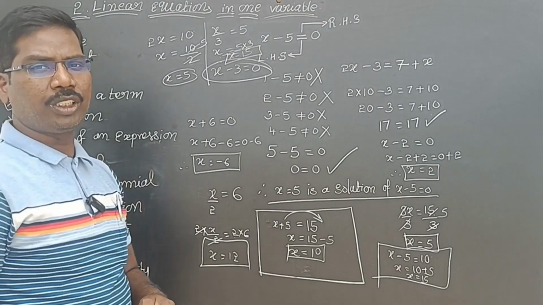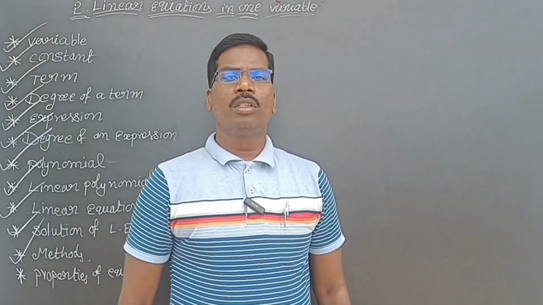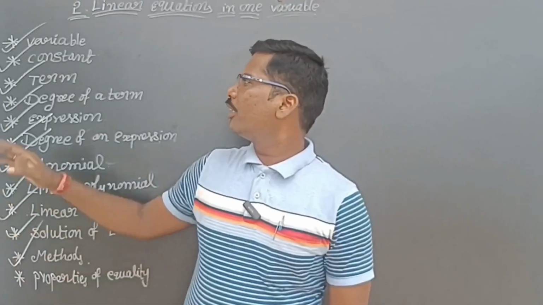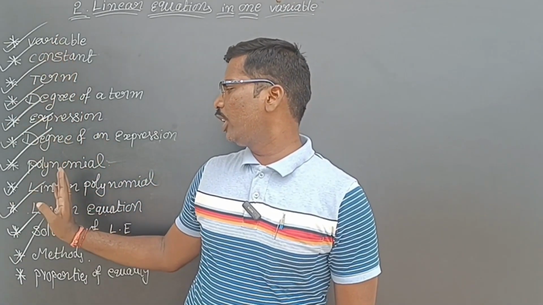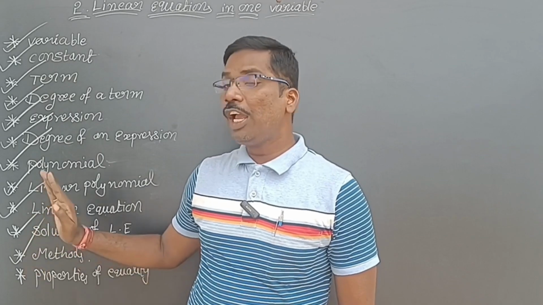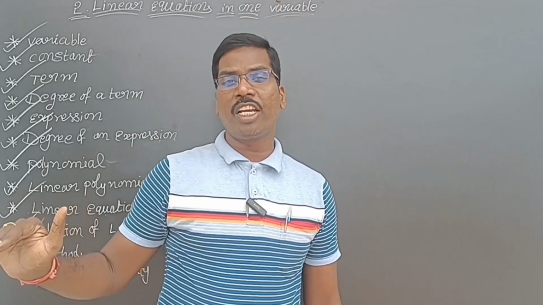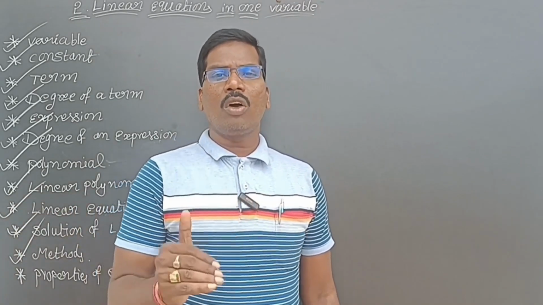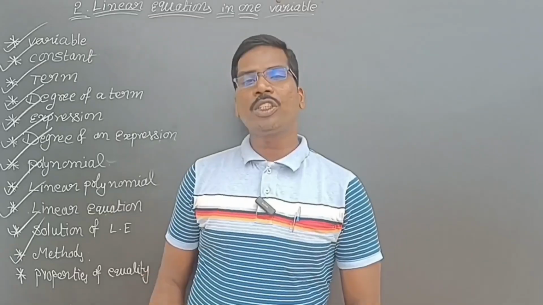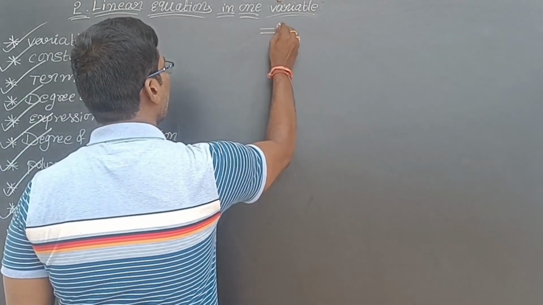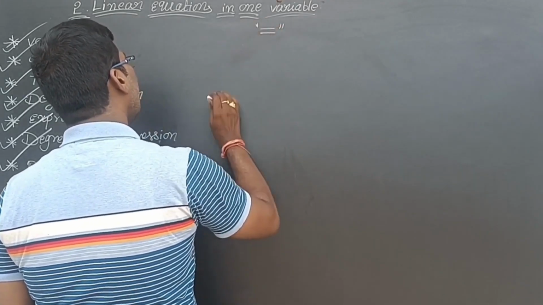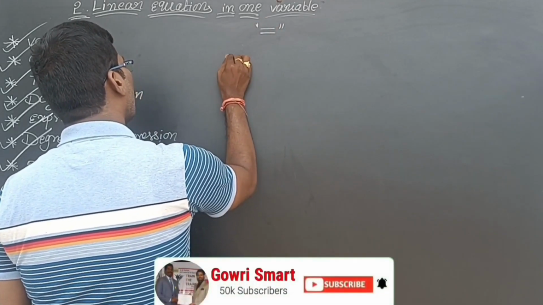Next we'll see properties of equality. Till now we have completed variable, constant, term, degree of a term, expression, degree of an expression, polynomial, linear equation, solution of linear equation, and methods for finding linear equation solutions. Now the last topic is properties of equality. Equality means the equal sign. This equal sign has three very important properties.